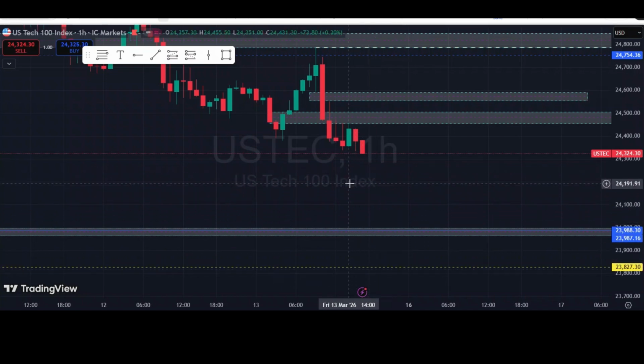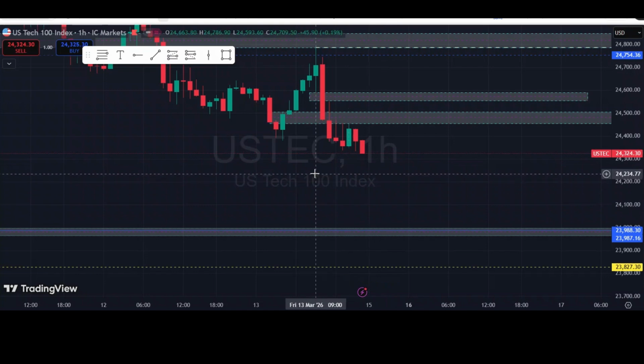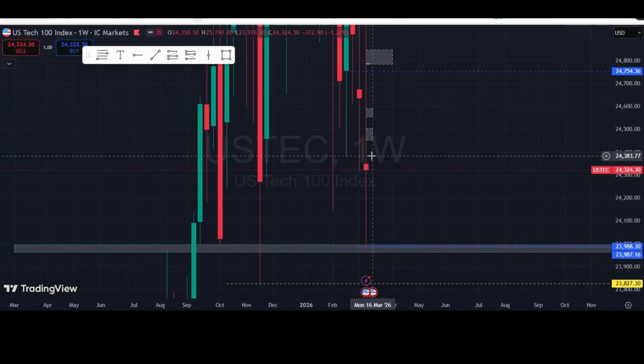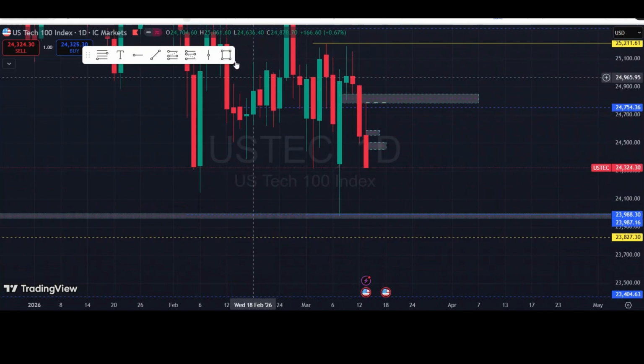Whichever side price trades to first makes the opposite side available for a reaction, unless price creates other key levels as the week opens. So we keep our eyes on this range on the USTEC, starting from the weekly time frame to the daily time frame and then to the lower time frame, which would be your entry time frame.